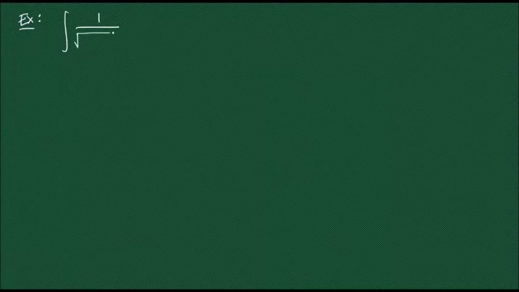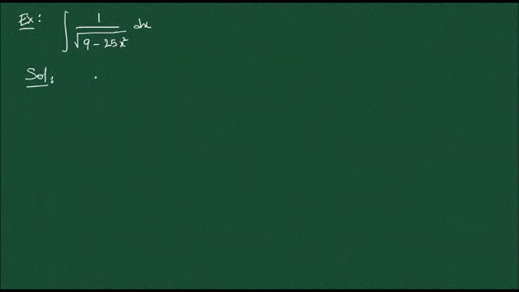Example: integration of 1 by under root of 9 minus 25x square dx. So if you look at the problem, here instead of x square, 25x square is there. So first I eliminate the 25. To do so, what I am doing, I am multiplying and dividing.